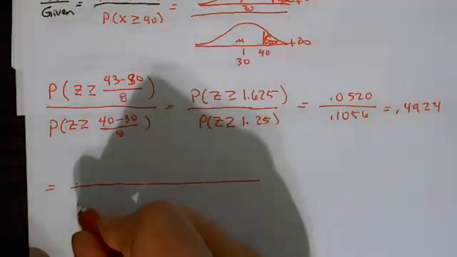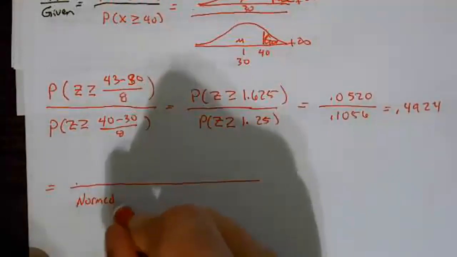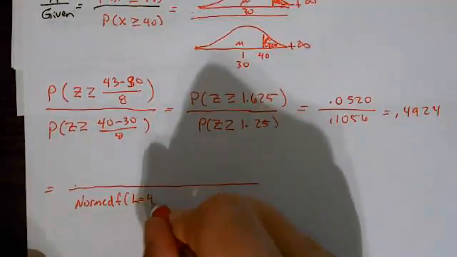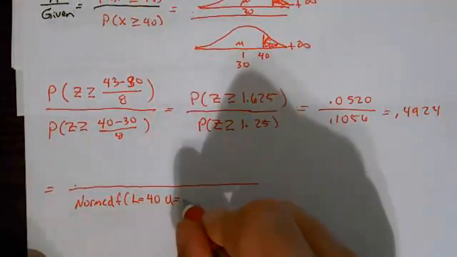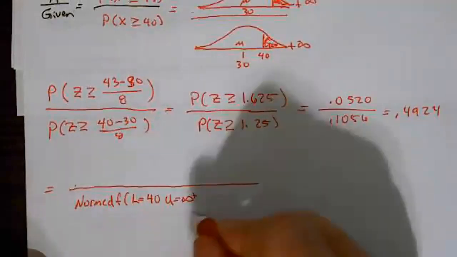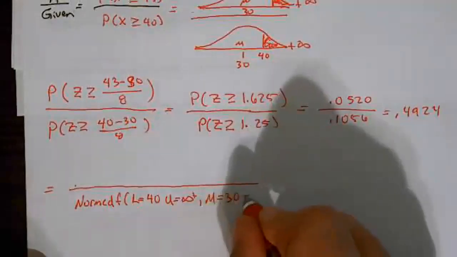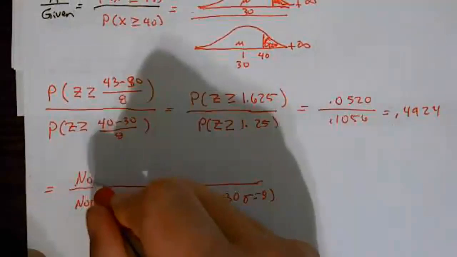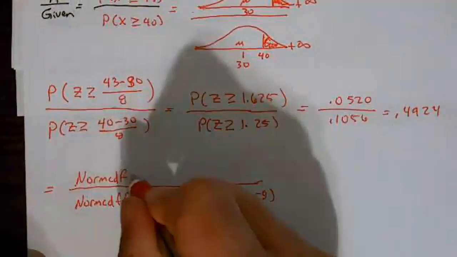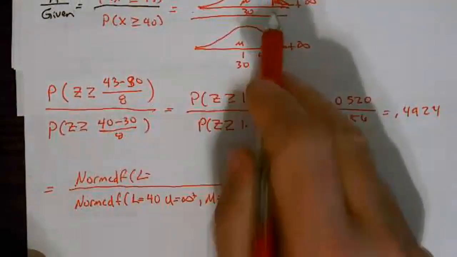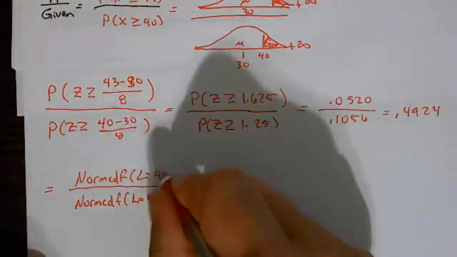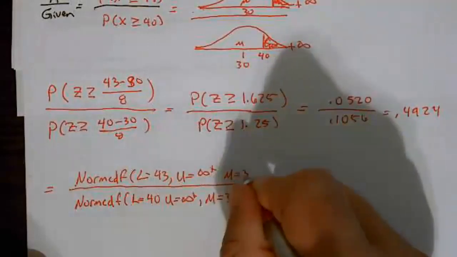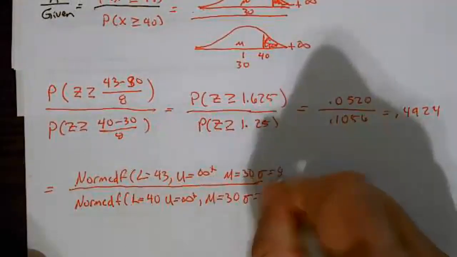For the bottom, norm CDF. What's my lower? My lower happens to be 40. My upper is positive infinity. My mean is 30. My standard deviation is 8. My upper, norm CDF. My lower is 43. My upper is infinity. My mean is 30. My standard deviation is 8.